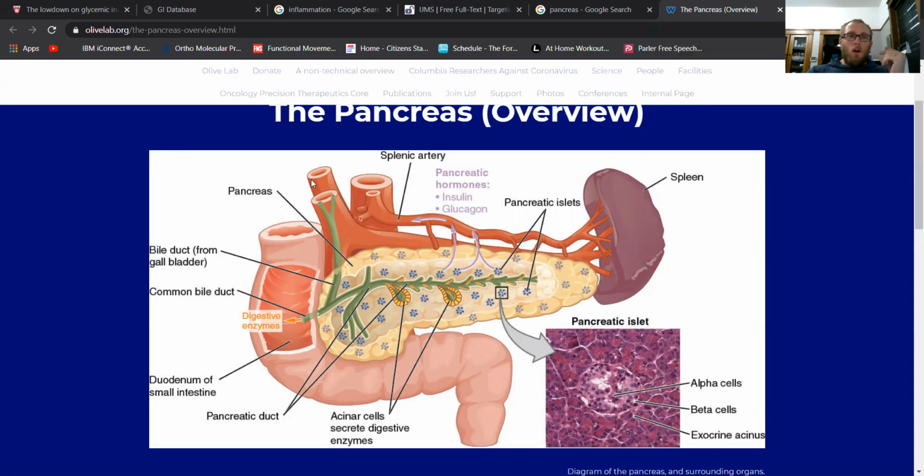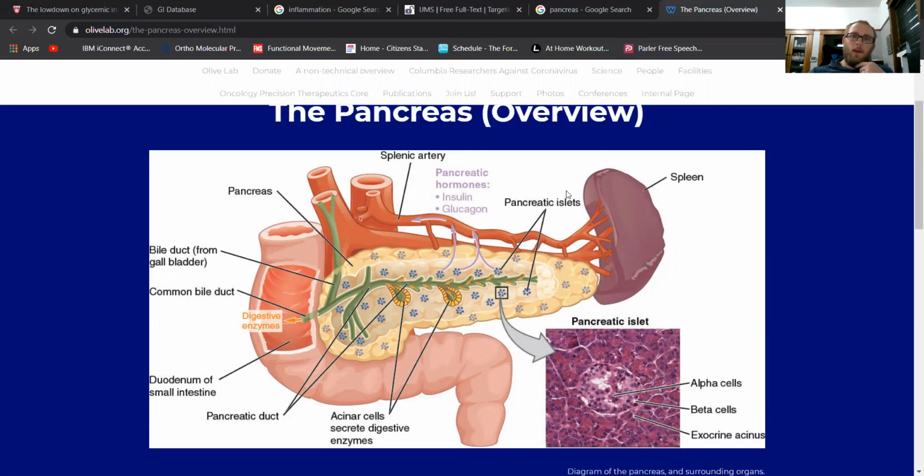The main functions are aiding in digestion, so helping the gallbladder break down fats and helping your stomach break down some of the food that's gone through your system, but also, and one that everybody knows, is to release insulin from beta cells.